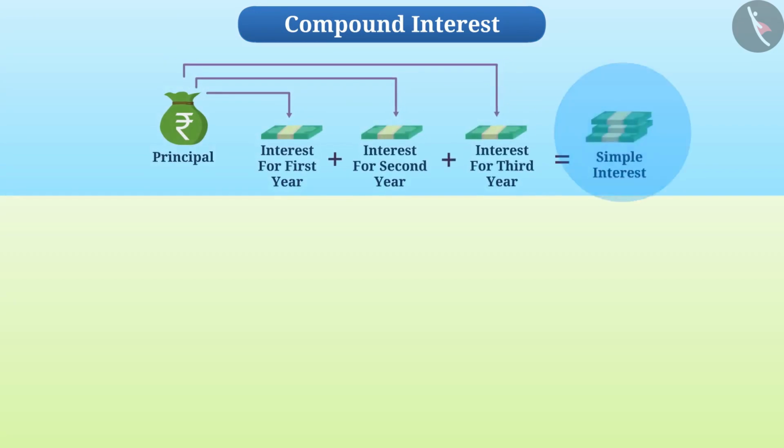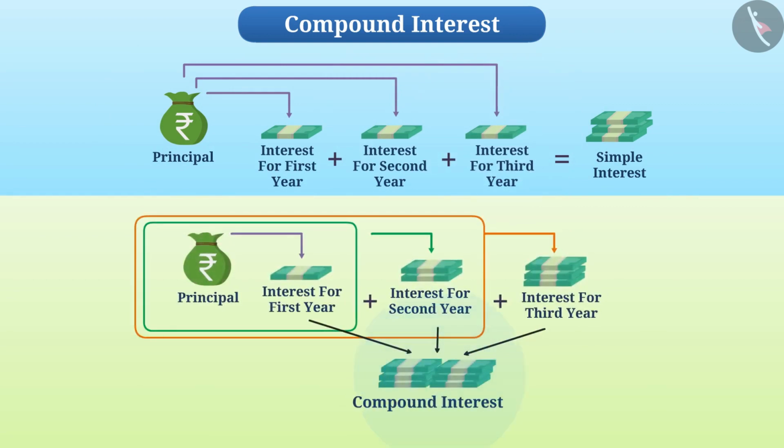The simple interest is derived on the principal and is the same for each year, whereas the compound interest, abbreviated as CI, is obtained on the total amount of the previous year. In this way, compound interest increases year after year. Let us understand this with an example.